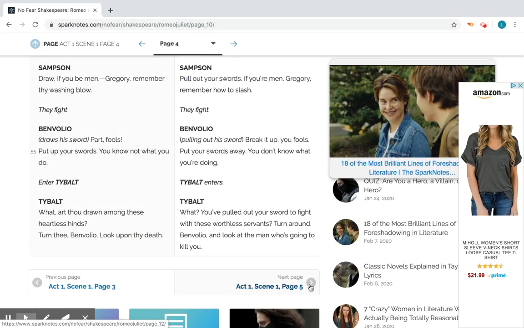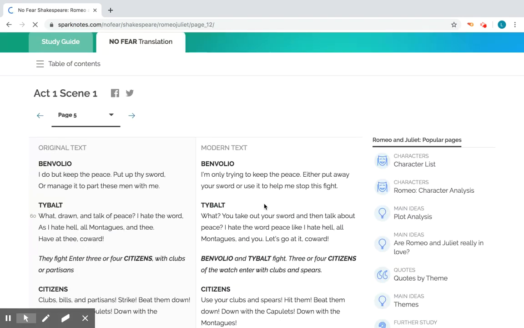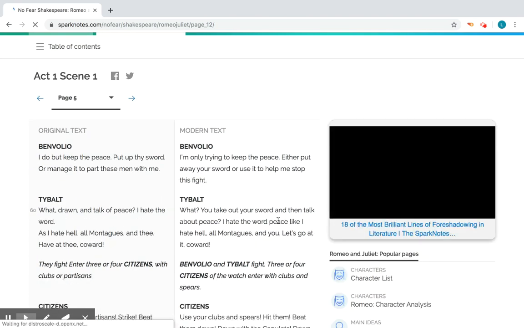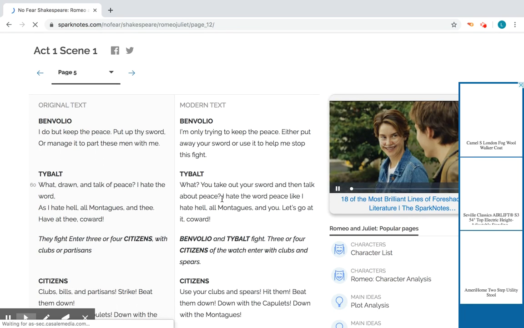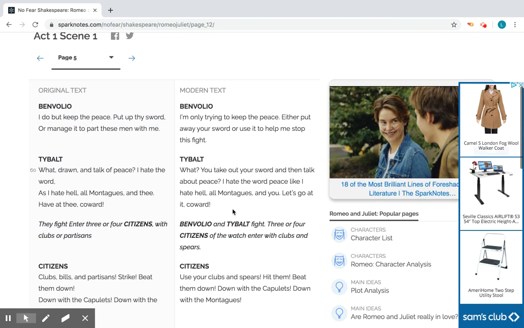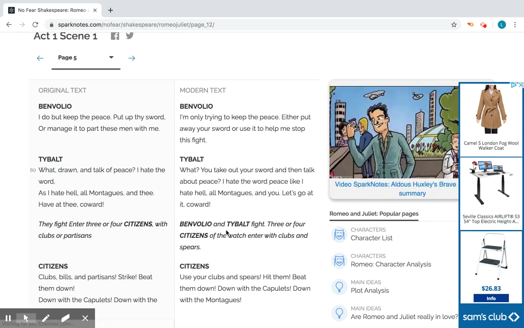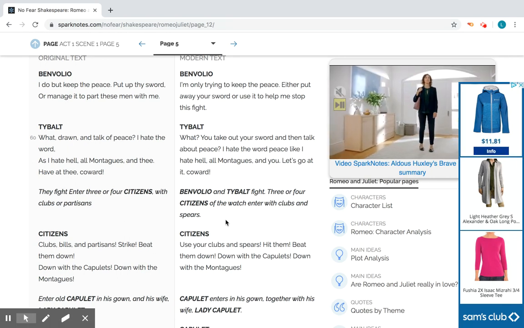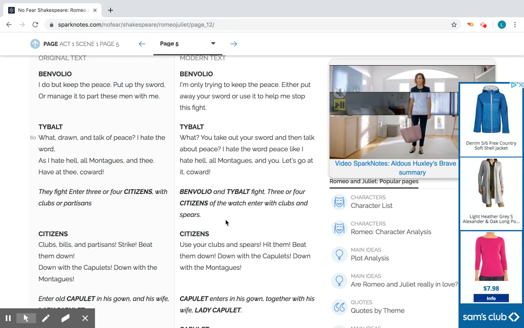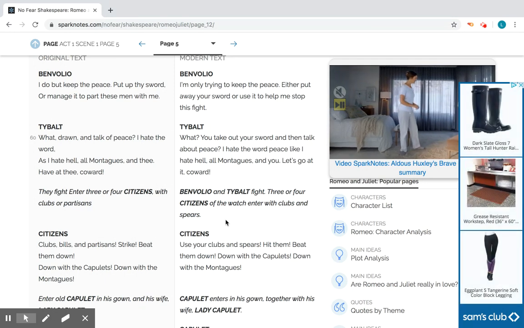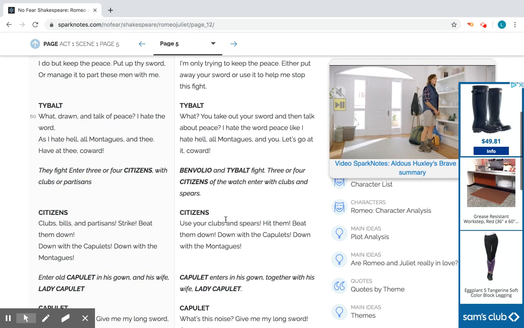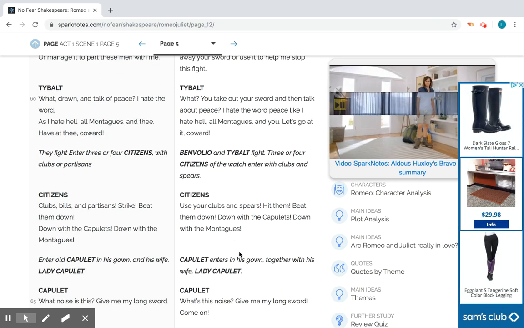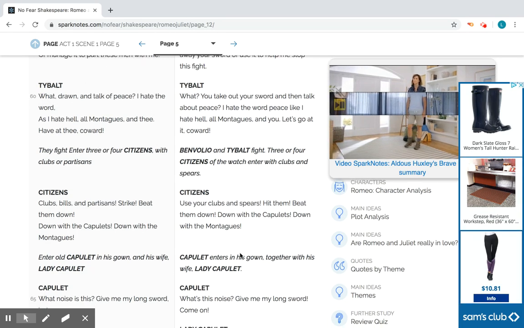What, art thou drawn among these heartless hinds? Turn thee, Benvolio. Look upon thy death. I do but keep the peace. Put up thy sword, or manage it to part these men with me. What, drawn and talk of peace? I hate the word, as I hate hell, all Montagues, and thee. Have at thee, coward. Beat them down. Down with the Capulets. Down with the Montagues. My long sword, ho.